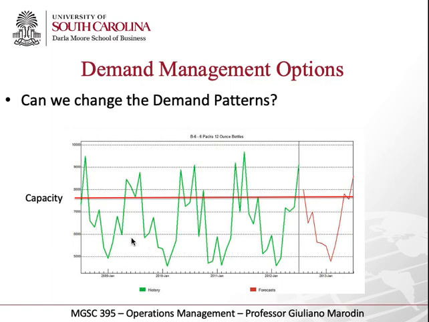So let's look at what's happening here, okay? So in this moment of time, what's happening? My demand is going to be lower than my capacity, right? So I'm going to be producing more than I actually need. So can I either just shut the equipment down, say I'm not going to produce anything, or what can I do?